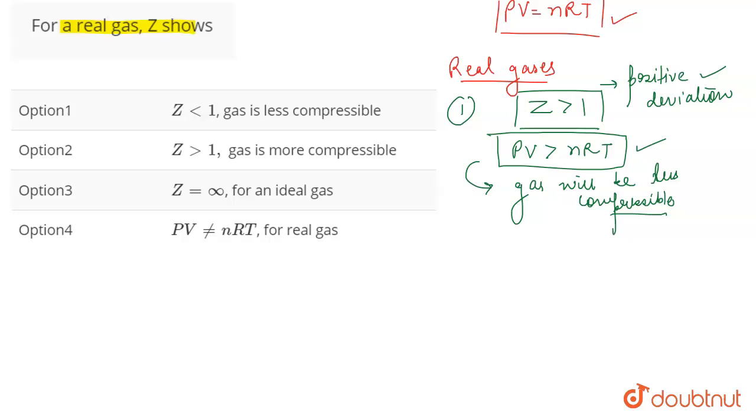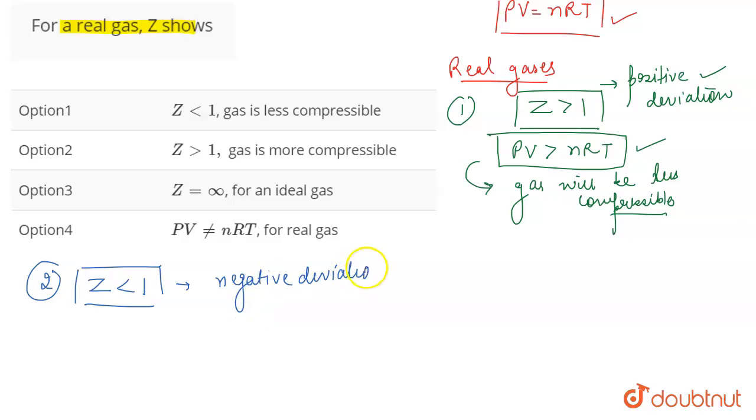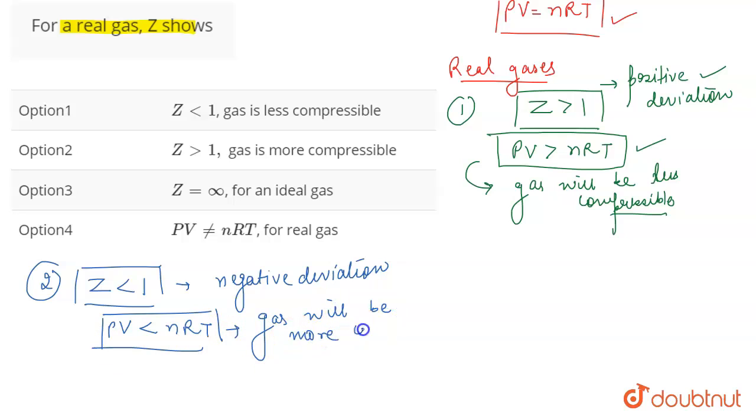Now, in the second case, Z can be less than 1. When Z is less than 1, it shows negative deviation from the ideal gases. So in this case, we will have PV less than nRT. In this case, the gas will be more compressible. So these are the conditions for the compressibility factor.